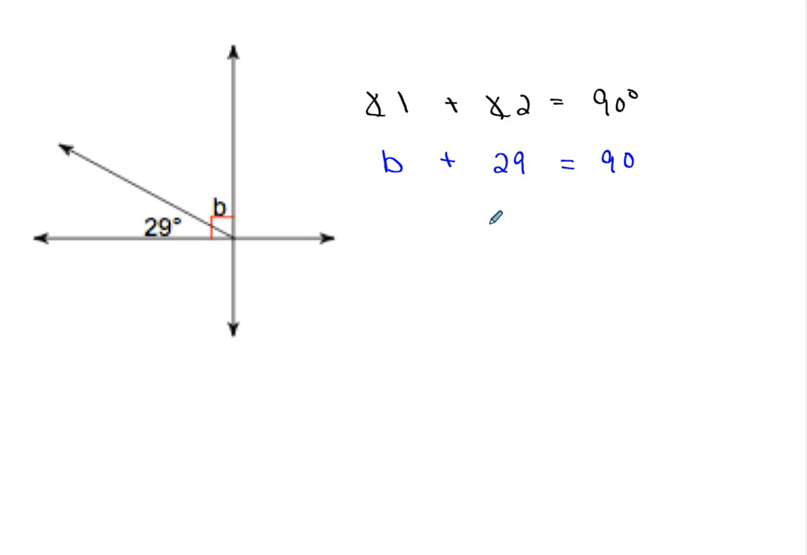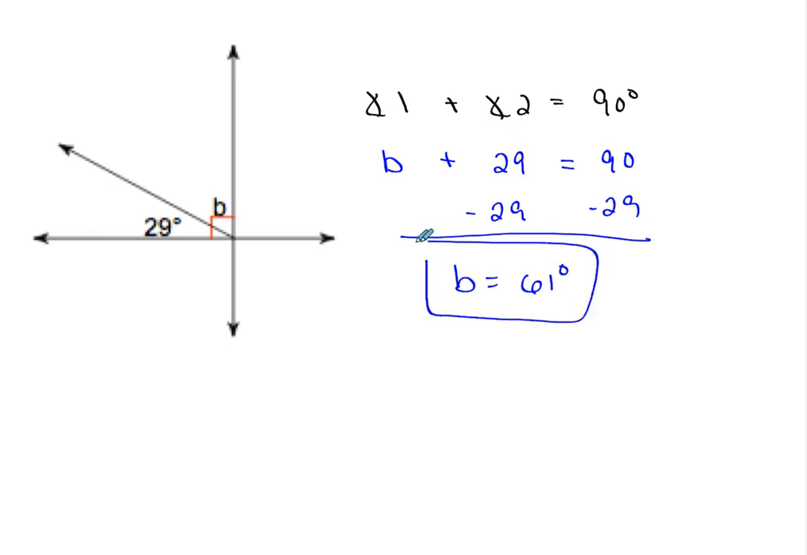How do I solve this equation? Subtract 29 from both sides. B is equal to, and then 90 minus 29, and I get an answer of 61 degrees. You could always check, verify, does 61 and 29 make 90? They do. So my first angle is 29, the unknown angle is 61.